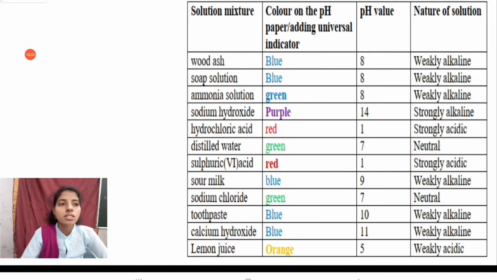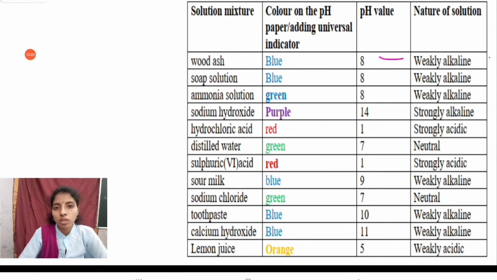Now see here, next, this is wood ash. The pH value is 8. So the color of the pH paper is blue. Right? So when we keep the litmus paper into this wood ash solution mixture, the color of the litmus paper changes into blue. We know blue color indicates base. So this pH value is 8, that means this is weakly alkaline. This is not a strong base, this is a weak base.